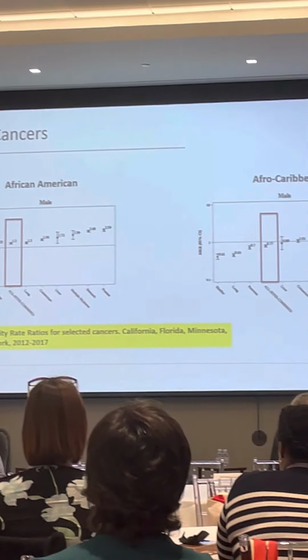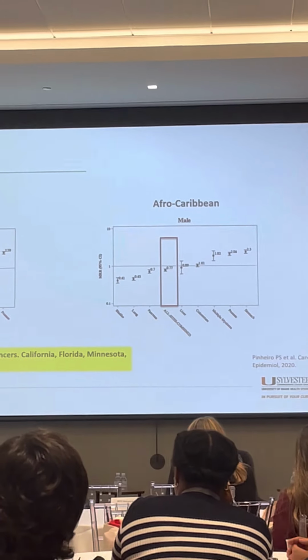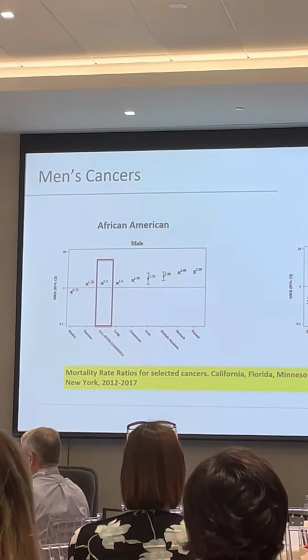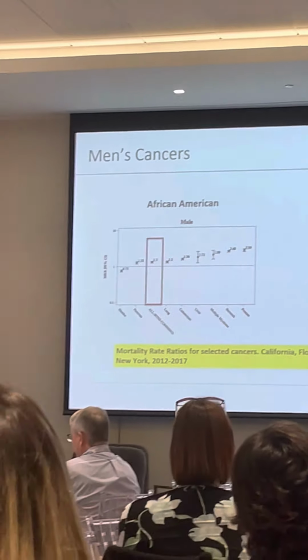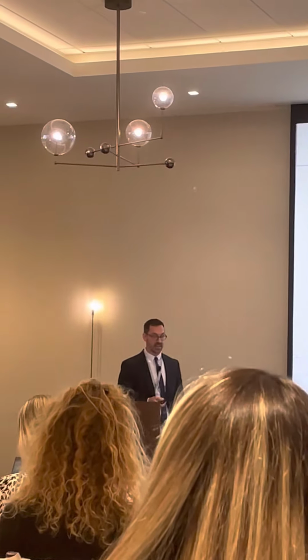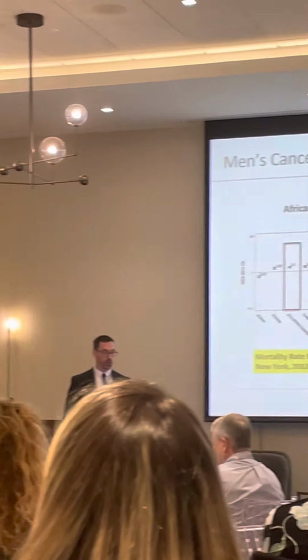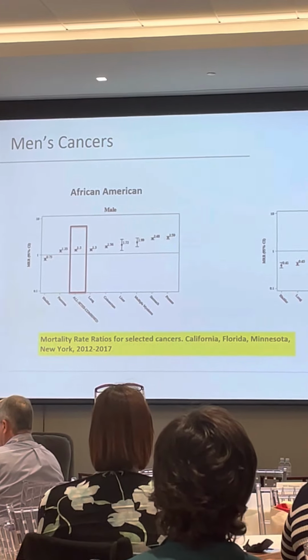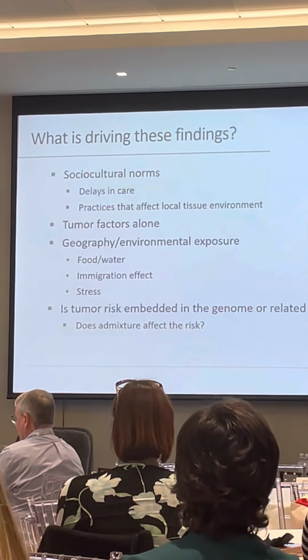And then one final paper, also by Dr. Pinheiro. This is looking at men's cancers across multiple different types: bladder, lung, pancreas, liver, colorectal, myeloma, prostate, and stomach. And you can see that Afro-Caribbean men do have much lower risk than African-American men, again speaking to some sort of underlying biology.